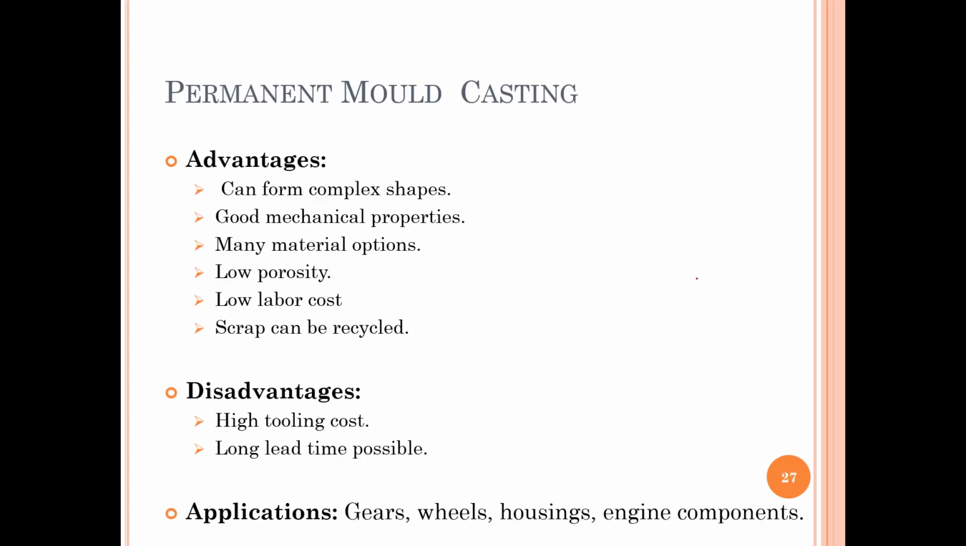The advantages are it can be used for complex shapes. We can attain good mechanical properties. Many materials we can use. Low porosity, low labor cost. Scraps can be recycled. Disadvantages are high tooling cost and long lead time. Applications are gears, wheels, housings, and engine components that we can produce by using this permanent mold casting process.